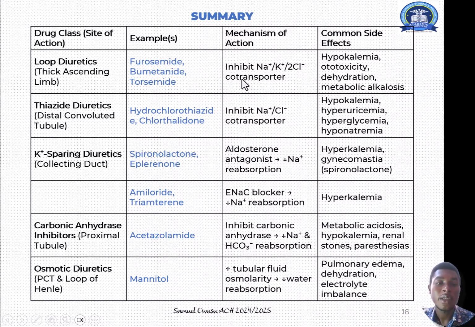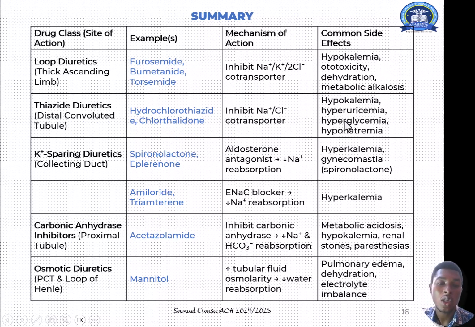There are thiazide diuretics which act on the distal convoluted tubule. They inhibit the sodium chloride co-transporter. The main agent is hydrochlorothiazide, and then we have the thiazide-like diuretics like chlorthalidone. They tend to cause hypokalemia, hyperuricemia, hyperglycemia. So we say hyper GLUC.